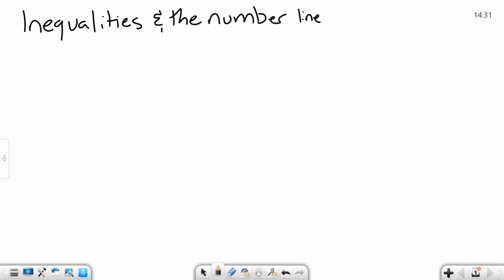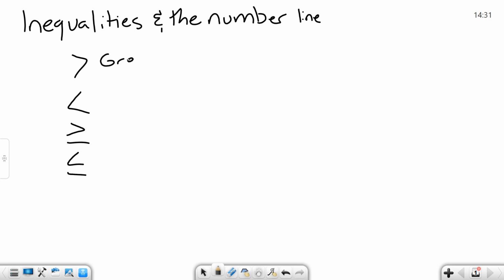This is General Math Video 2, Inequalities and the Number Line. This is going to be a short video because if you go back to the comparing numbers video, we talked about these four symbols.